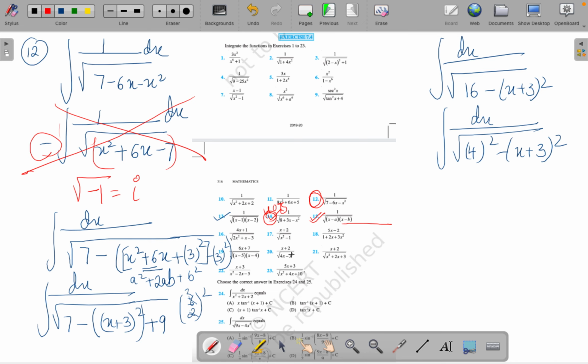I'm going in an order in which you can remember that integration is not that tough. It is just that you have to remember the types. Okay. So we will continue in the next video.